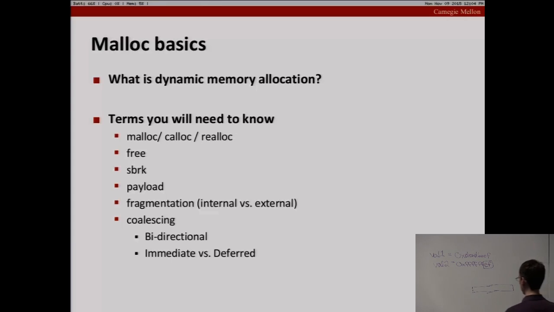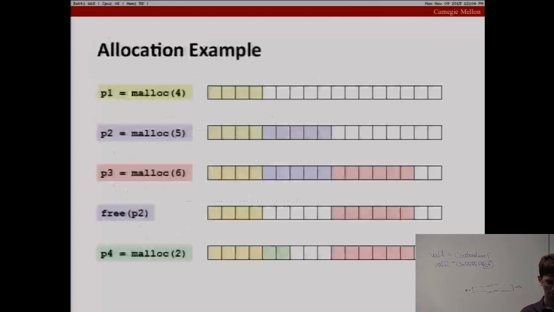You want things to be able to look on either side of them to know if they can coalesce. You also need to think about when you want to do coalescing. Do you want to do it all the time right away, when you free, you coalesce if you can? Or do you wait until someone tries to allocate memory, and then you check and coalesce if you need to? That's a design decision you get to make.